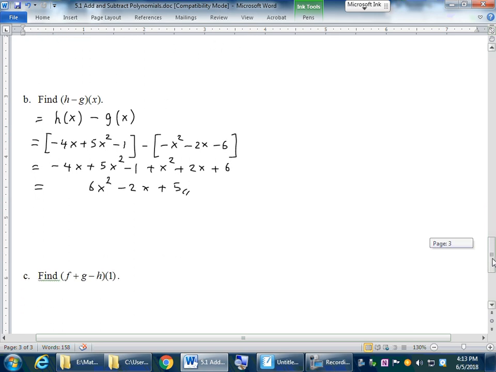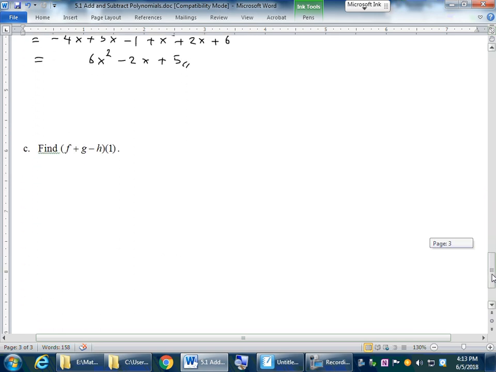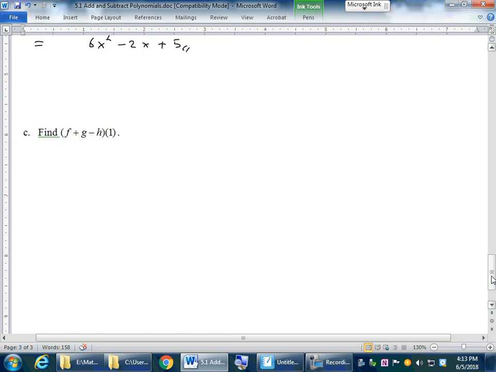And lastly, we are evaluating at a particular input value. So this basically means f evaluating at 1 plus g evaluating at 1 minus h evaluating at 1. So what we're going to do is we're going to find out on the side what is f of 1 equivalent to. What is g of 1 equivalent to? What is h of 1 equivalent to when we evaluate it?